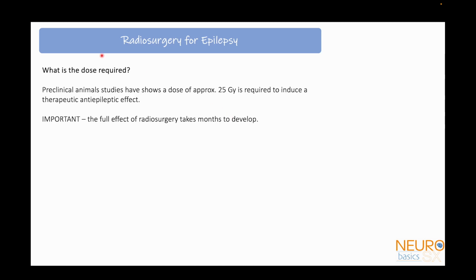Now, it has been found in studies, particularly in preclinical animal studies, that you require at least a dose of 25 gray for it to have a therapeutic anti-epileptic effect. Another very important thing to remember when it comes to radiosurgery for anything, the effect always takes time. The effect is going to take months to develop, and that is a major disadvantage with radiosurgery. Instead of having an immediate effect as you would have with open surgery or some other techniques, radiosurgery takes time.